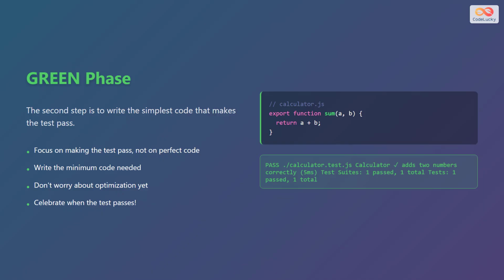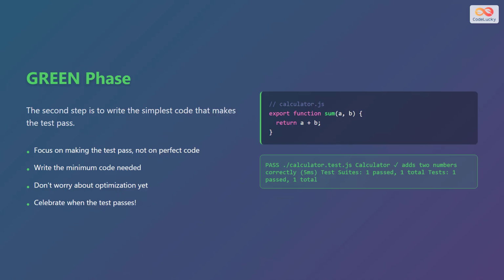Green phase. The second step is to write the simplest code that makes the test pass. The focus should be on making the test pass, not on perfect code. Write the minimum code needed, and don't worry about optimization yet. Celebrate when the test passes.